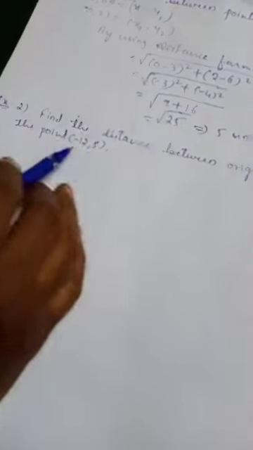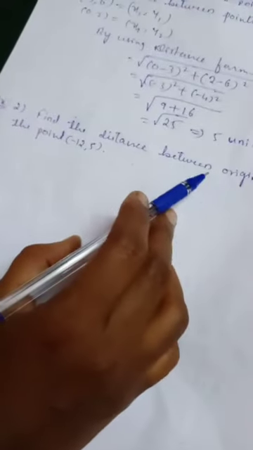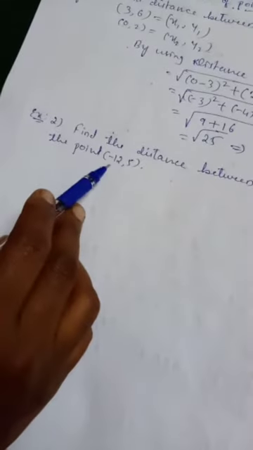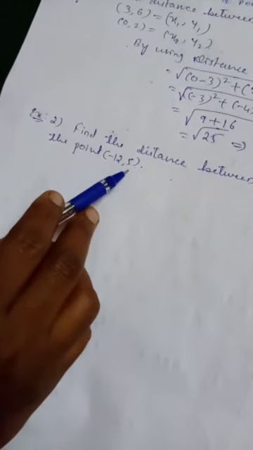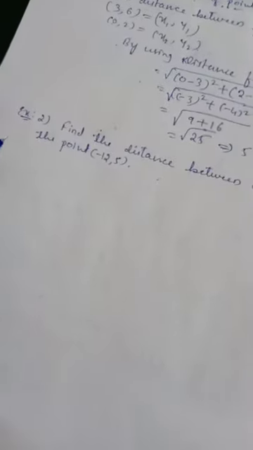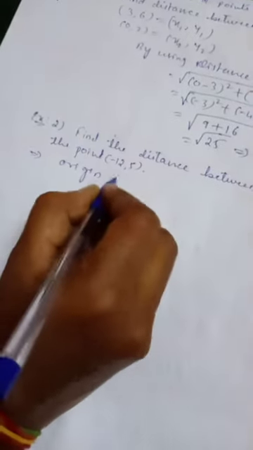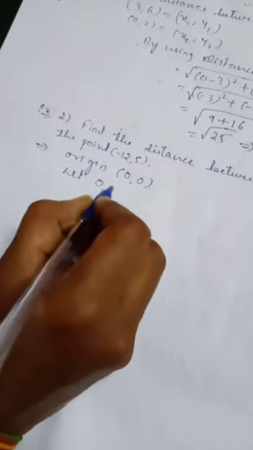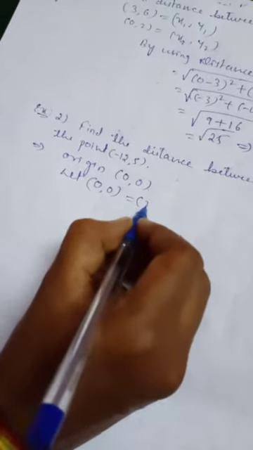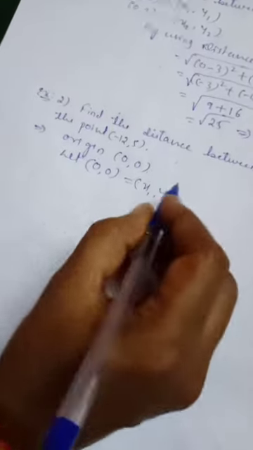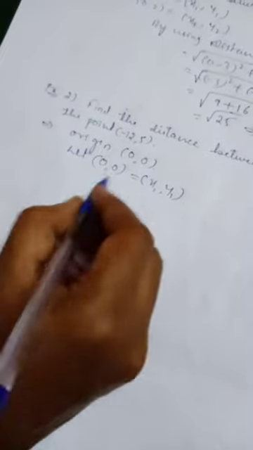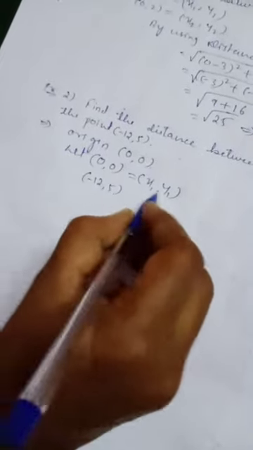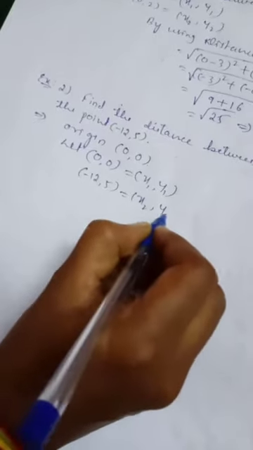Now next we have the second question, that is find the distance between the origin and the point minus 12 comma 5. Now we know that the coordinate of the origin is always 0, 0. So let 0, 0 be x1, y1 here, and minus 12, 5 is x2, y2.